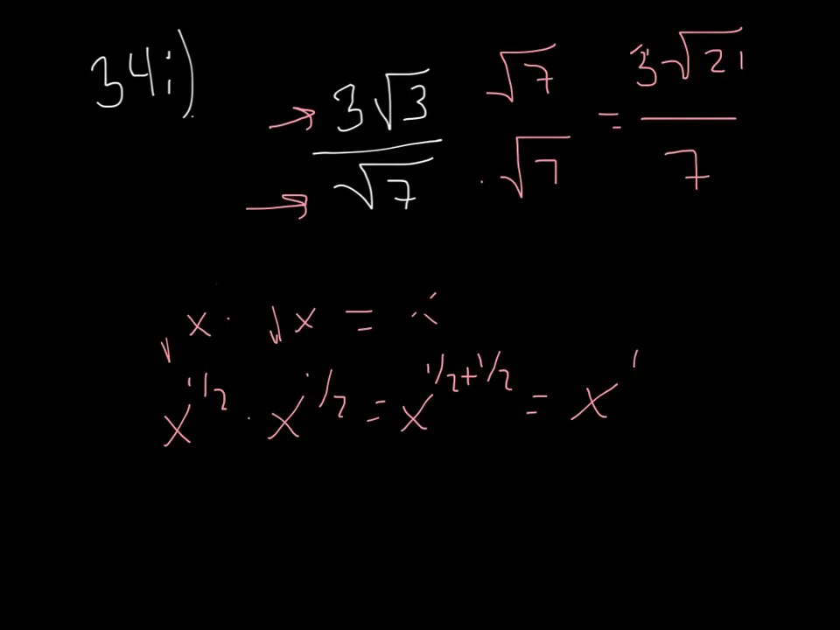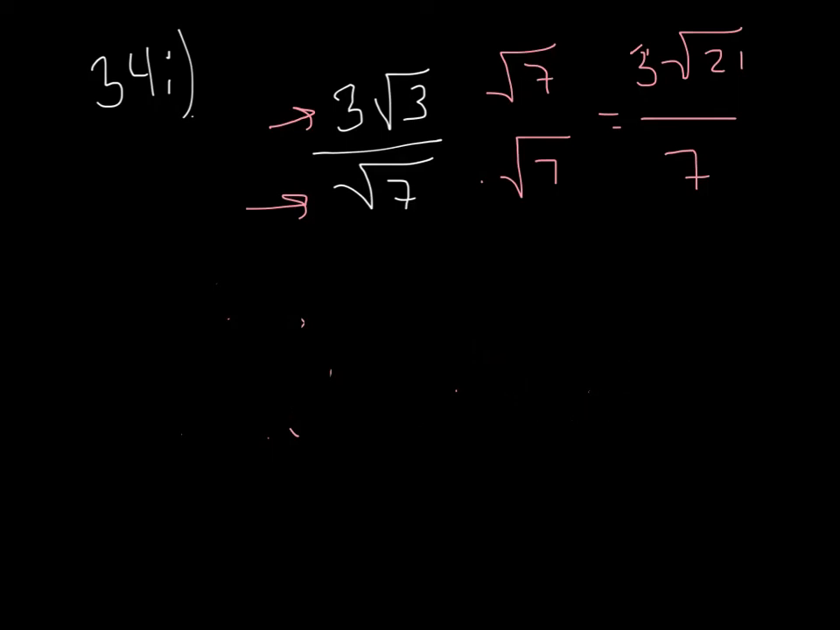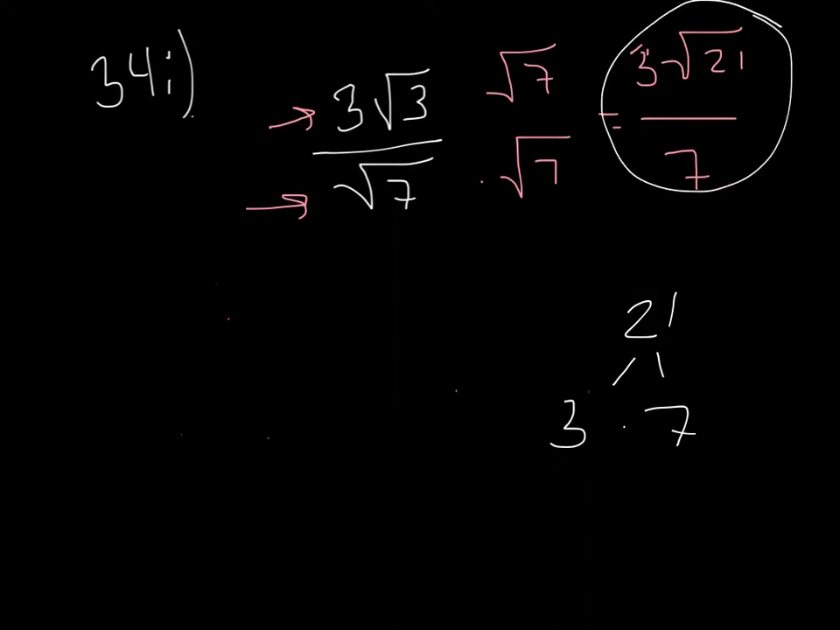So we have to ask ourselves, is this as simplified as we can possibly make it? Well, the only way that we could simplify further is if we could pull something out of the 21. So let's think about the prime factorization of 21 real quick before we make judgments on whether or not we're done. 21 is 3 times 7. Well, they're both primes. There's not a single one that repeated, so nothing can be pulled out. This would be my final answer to 34i.